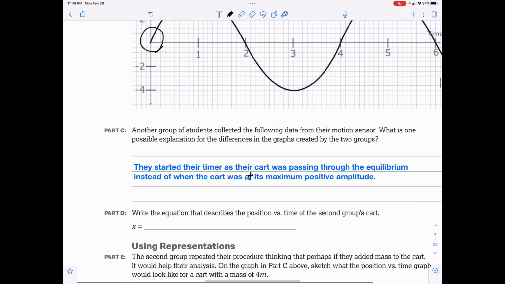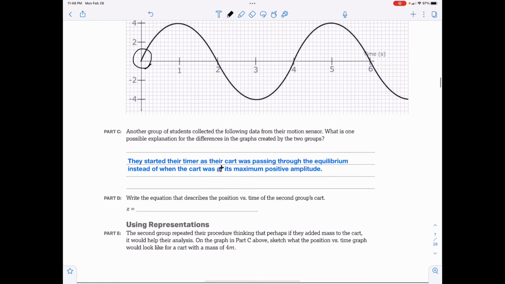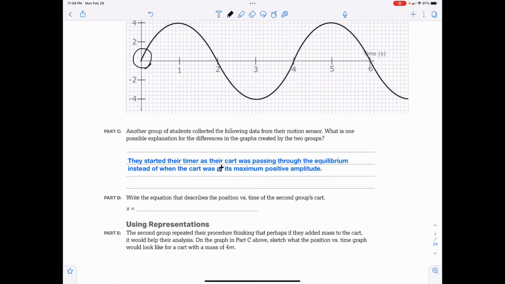A little typo there. Okay, so write an equation that describes the position versus time of the second group's cart. Well, that's a sinusoidal function. That's a sine function, not a cosine function. So x is equal to A sine omega t. Remember where A was 4 and omega was pi over 2. So x equals 4 sine pi over 2 times t.